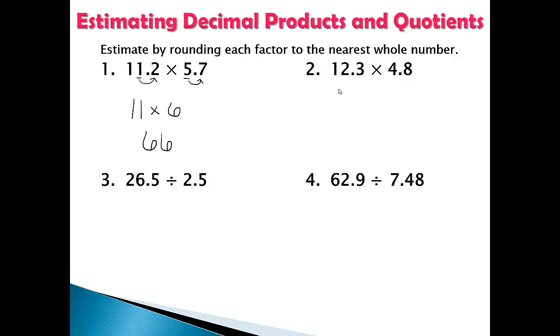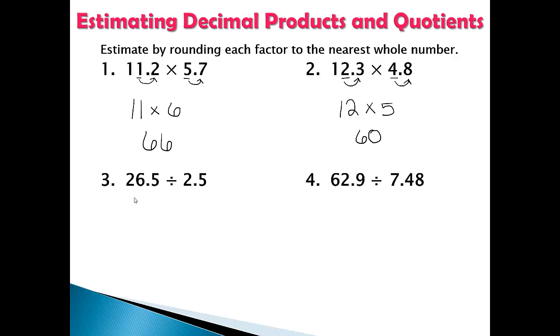For number 2, we have 12 3/10 times 4 8/10. So for 12 3/10, we're rounding the 2, and we'll look at the 3 in the tenths place to help us round. Since that 3 is less than 5, we round down, which means this stays 12. And now for 4 8/10, the 4 is the number that we're rounding. That's the number in the ones place. The 8 in the tenths place tells us that we're going to round up because it is larger than 5. The 4 then will round up to a 5. So now we have 12 times 5, which is 60.